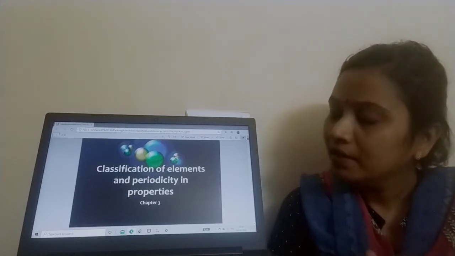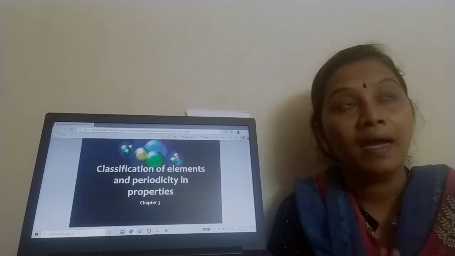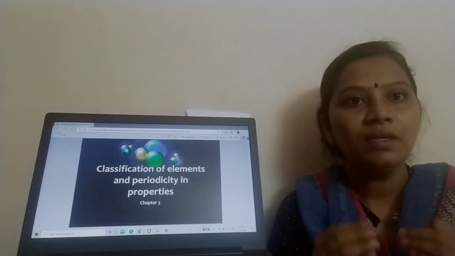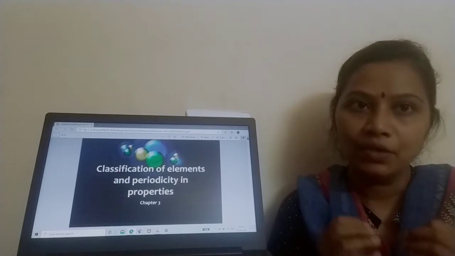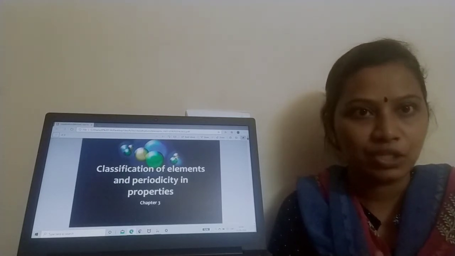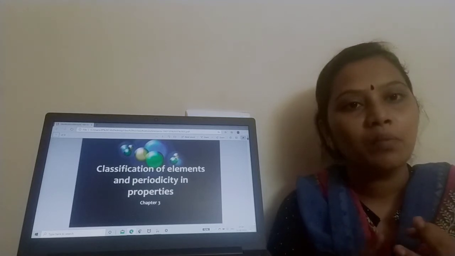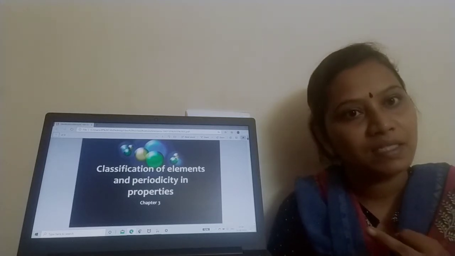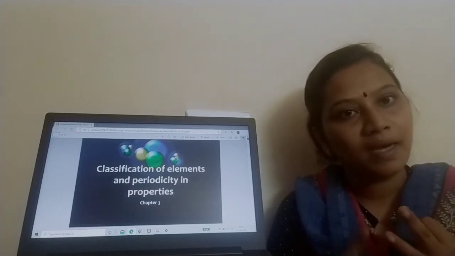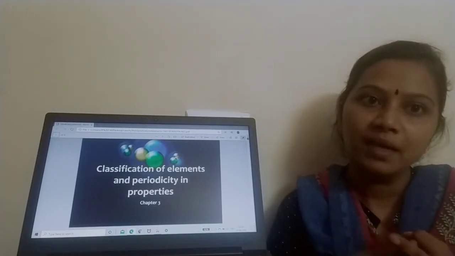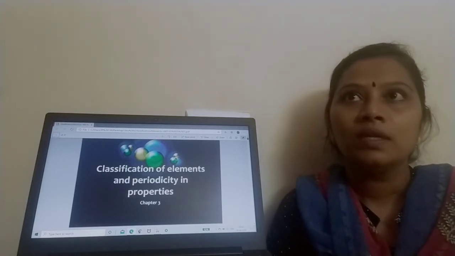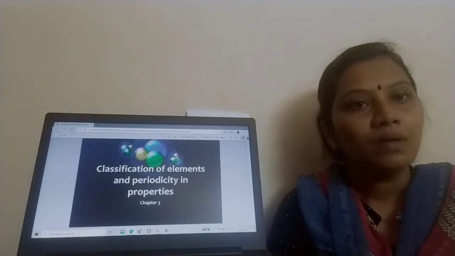Okay. Then the third definition which we have seen is ionization enthalpy. What is ionization enthalpy? The energy required to remove an electron from a gaseous atom in its ground state is called ionization enthalpy. We saw about first ionization enthalpy, second ionization enthalpy, and third ionization enthalpy. Second ionization enthalpy is higher than first, and third is higher than second. So the trend follows like that. Then what else we saw?